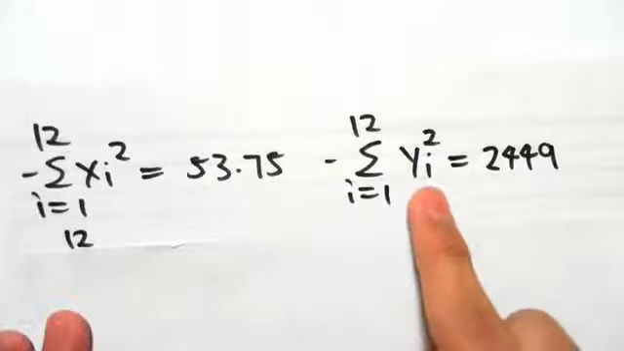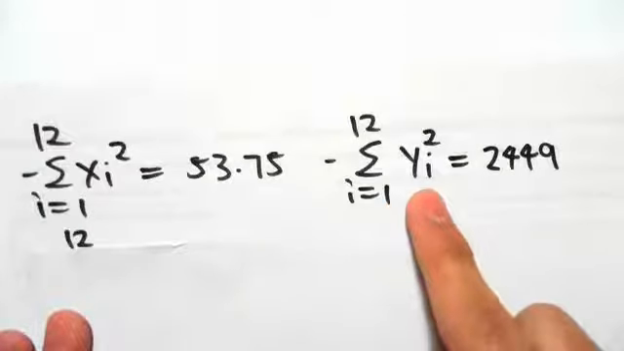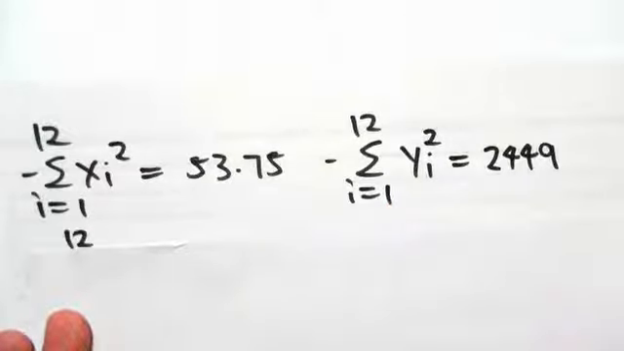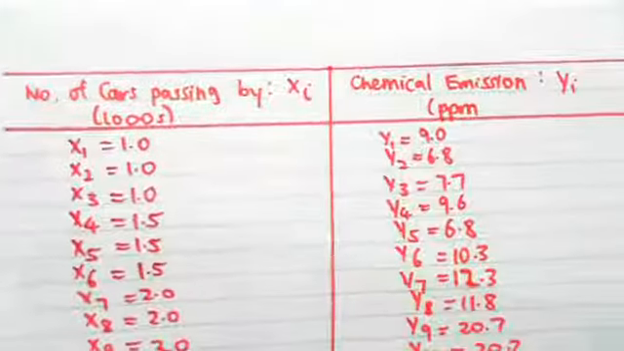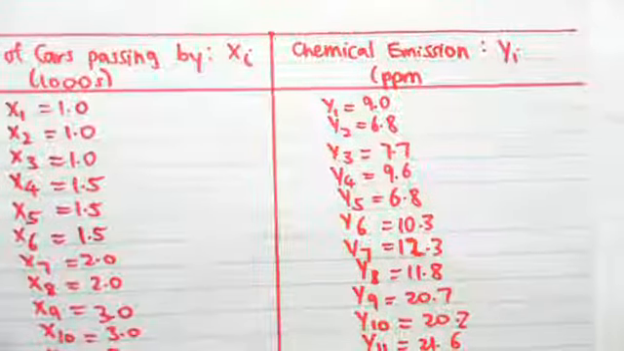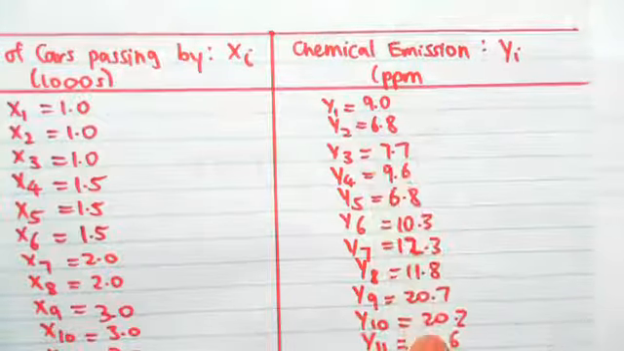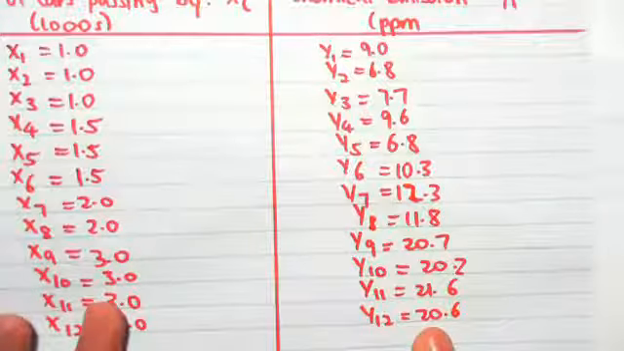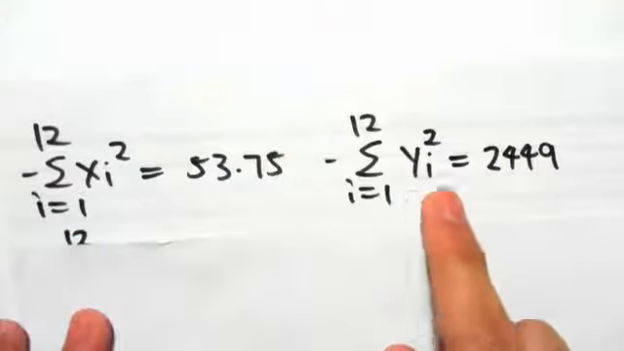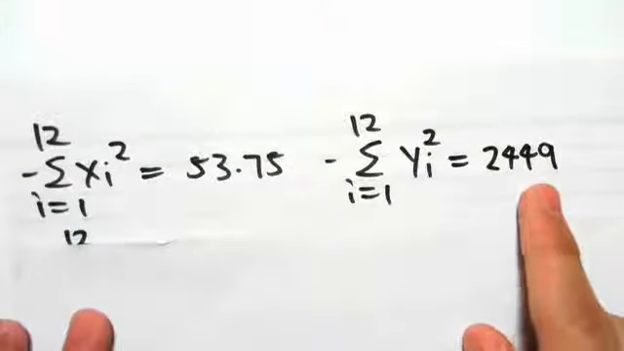And same thing with the yi squareds too. When you find the sum of yi squared, that will give you 2449. What I mean by that is, again looking at our table, when you take 9 squared plus 6.8 squared plus 7.7 squared all the way to the last number, 20.6 squared, that will give you the summation of yi squared, which will be 2449 on the calculator.